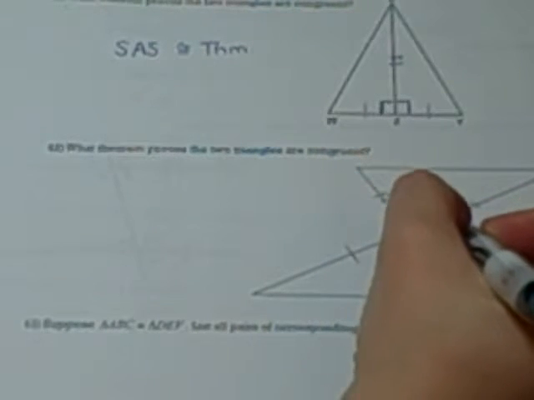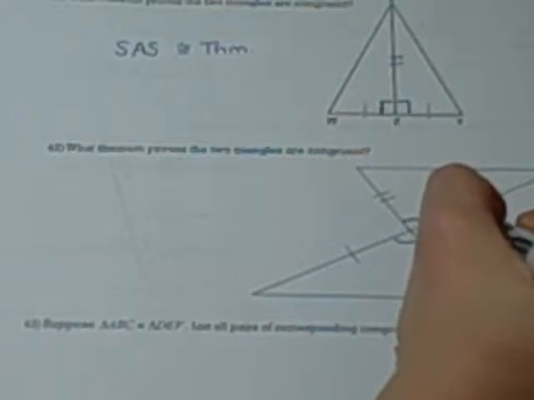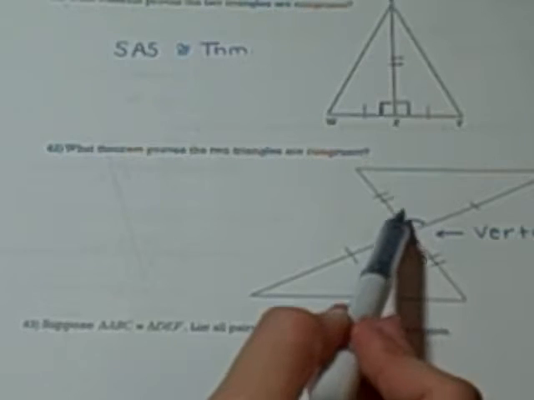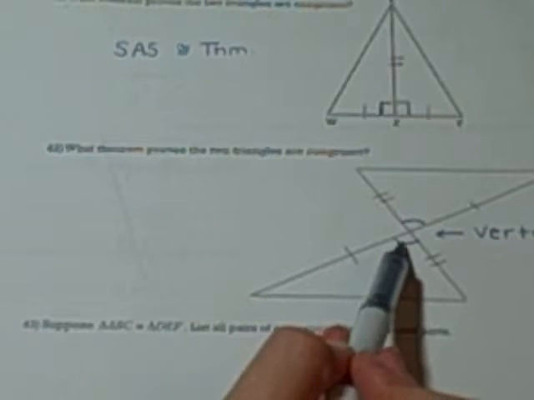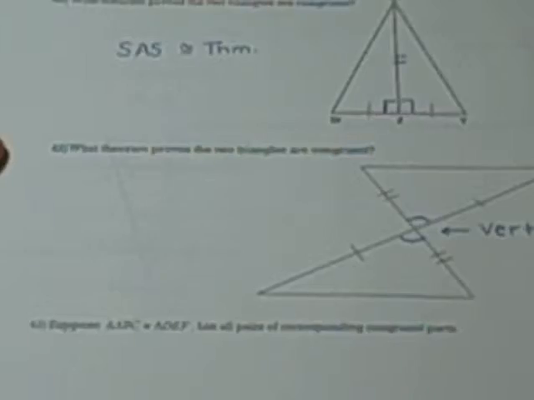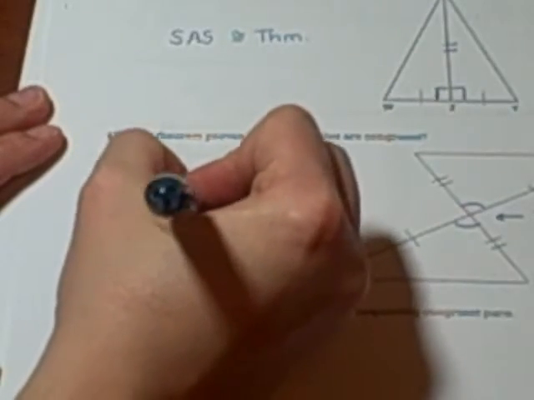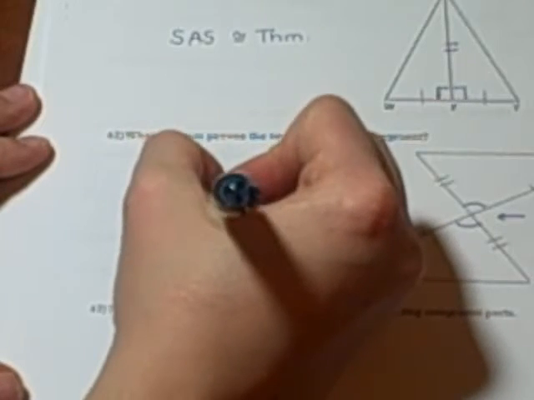You know this because these are vertical angles. Okay, and we know that vertical angles are always congruent. So once again, we have an angle between two sides. An angle between two sides. Once again then, this is the side angle side congruence theorem.